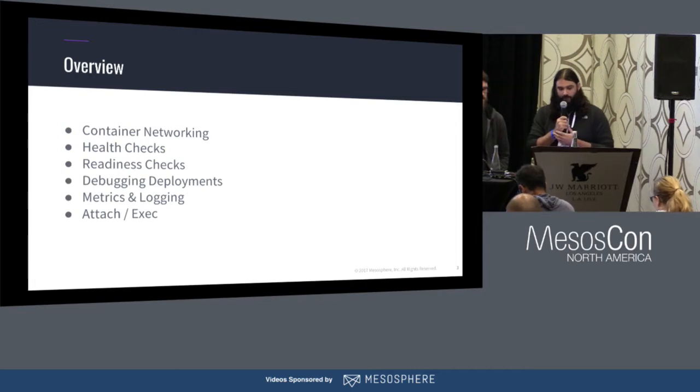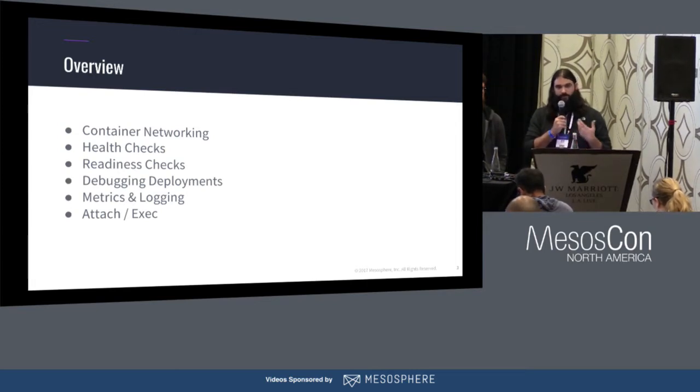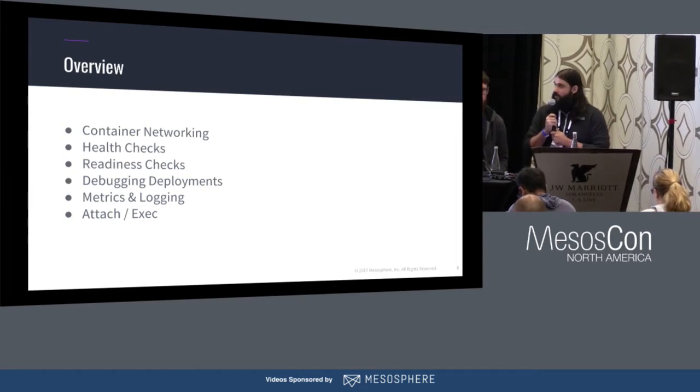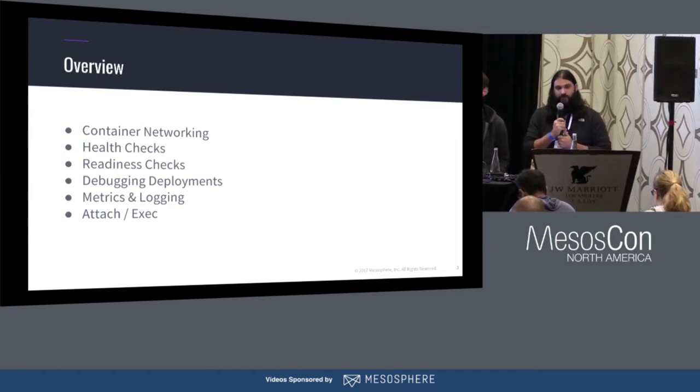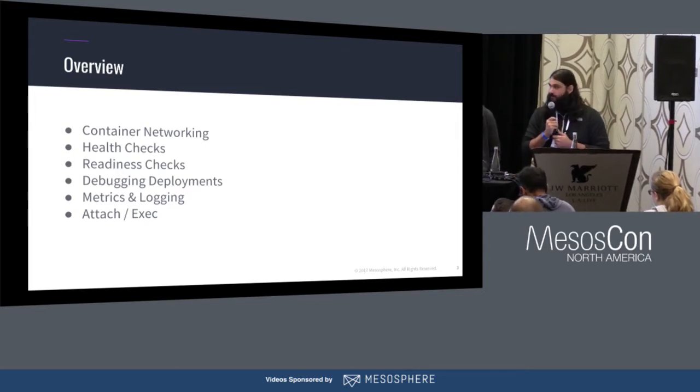Johannes is then going to talk again about debugging deployments. If you have problems when you go through the deployment phase of launching via Marathon, what goes wrong, how can you figure out what's wrong and then fix it. Then Philip's going to jump in and talk about some of the best practices around using our metrics and logging services that we have in DCOS, and how to get the most useful information from those logs and metrics in order to debug things that are going wrong.